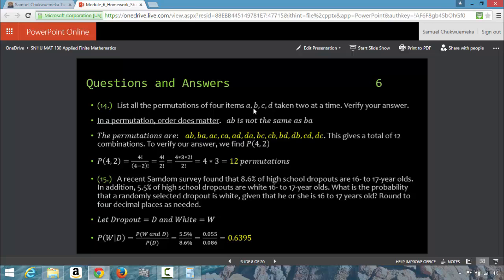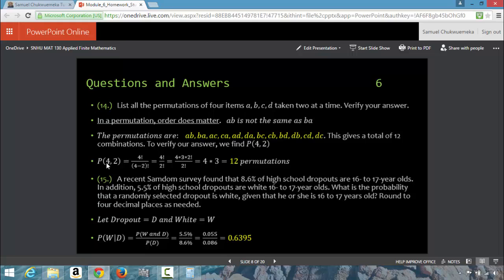So we have AB, AC, AD, then BC, BD, then we have CD. Then we turn again. In fact, the simplest way to list it is when you do AB, write BA, AC, write CA, AD, DA, BC, CB, BD, DB, CD, DC. This is not Washington, D.C. So how many did you get, folks? 1, 2, 3, 4, 5, 6, 7, 8, 9, 10, 11, 12. 12 permutations. And how do you verify it?